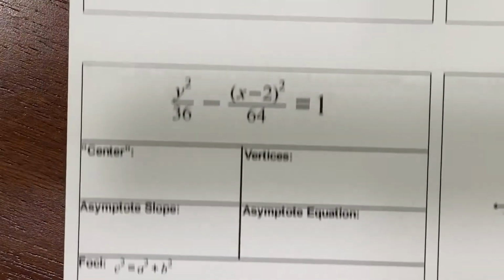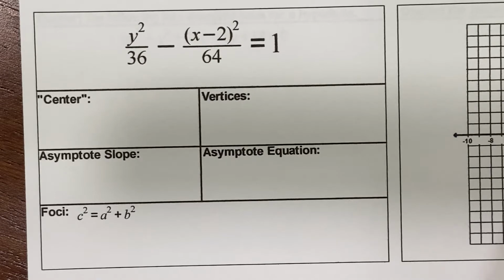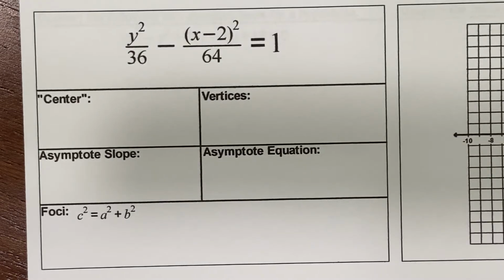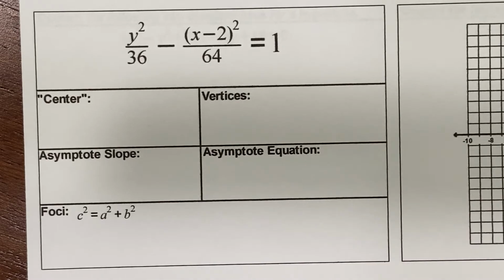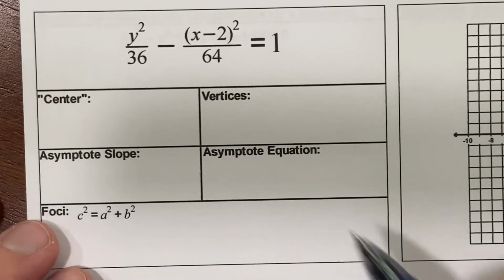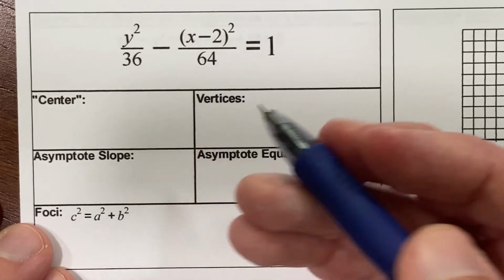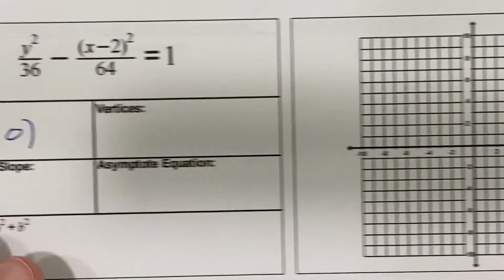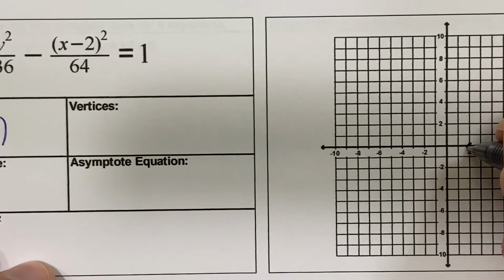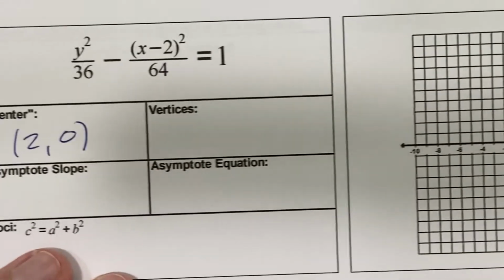Okay, let's look at this one. And we're gonna add one more step. We're gonna add the asymptote equation here. So hopefully by now we know if it opens left or right, and we can slide that down a little bit. The center of this, I'm gonna look at the x value first. So that would be at 2, 0.